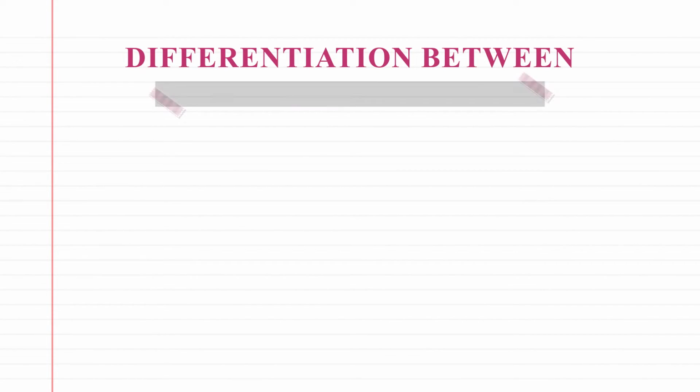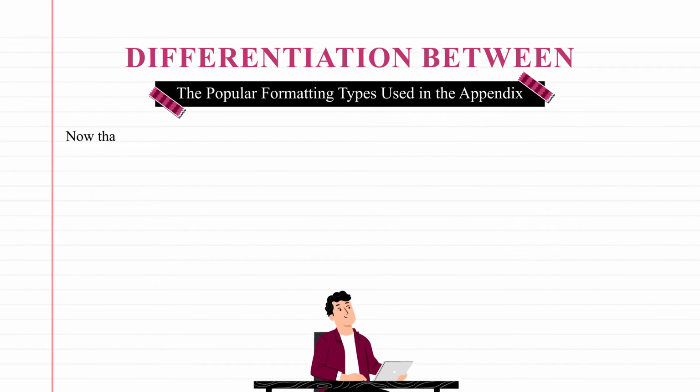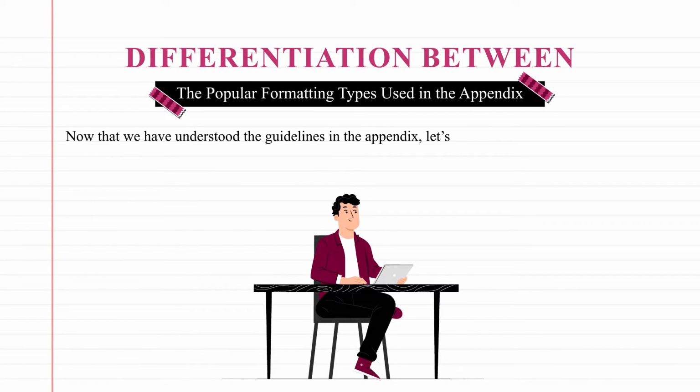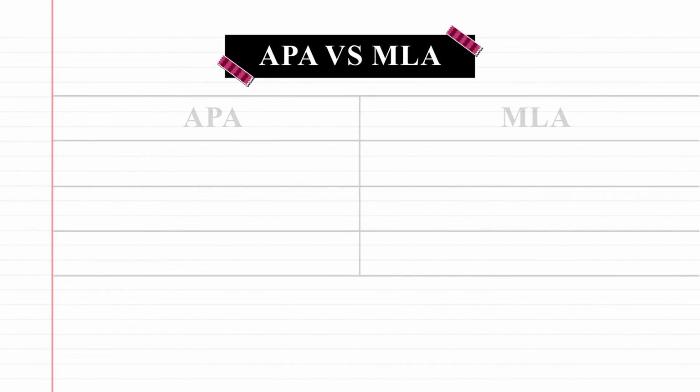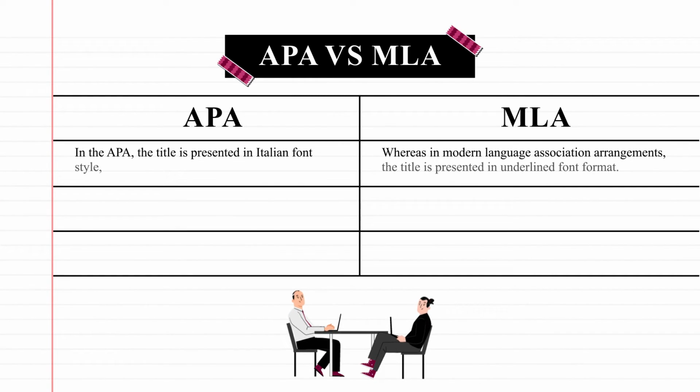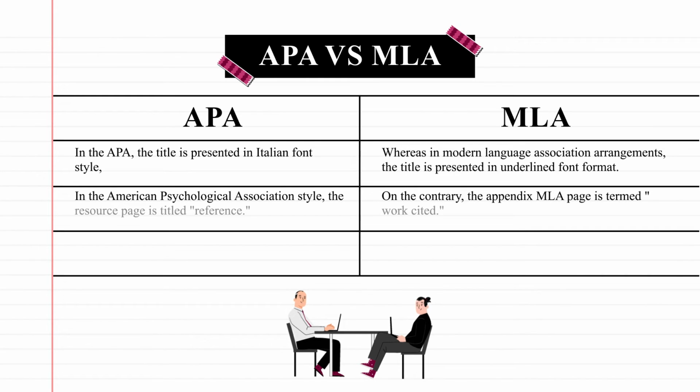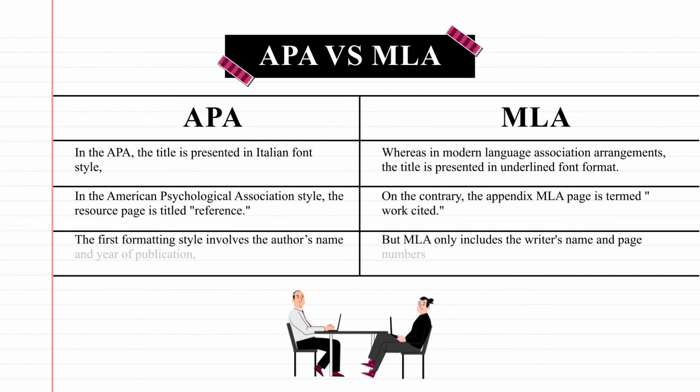Now that we have understood the guidelines in the appendix, let's learn some of the generic formatting styles you must follow in the process of writing this section. Here are the major takeaways of the APA-style appendix and Modern Language Association formatting styles for an appendix. Hopefully, now that you have clarified the minor difference between the formatting styles, the main aim of this write-up remains the same. It is to strengthen your academic work in a well-organized manner.